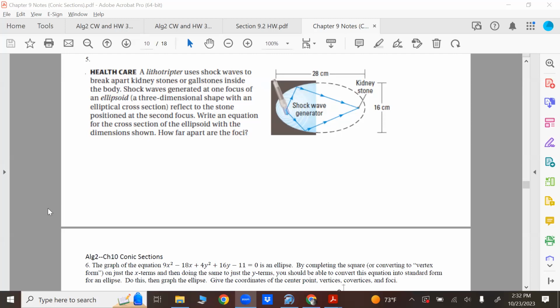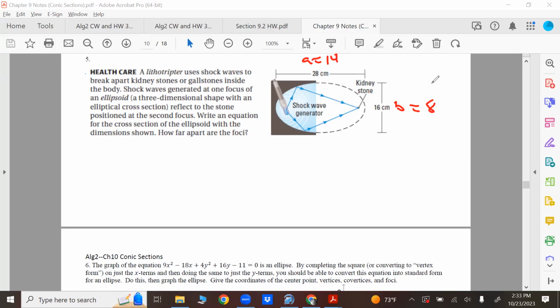Okay. So you want to know how far apart the shock wave generated is from the kidney stone, right? And they say that the kidney stone's position is at the second focus and the shock wave's position is at the other focus. Got it. So what are the dimensions of this ellipse here, or what are A and B? Just tell me that. Yeah, I'd say A is 14.